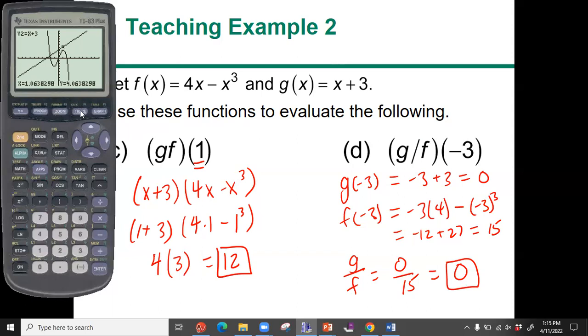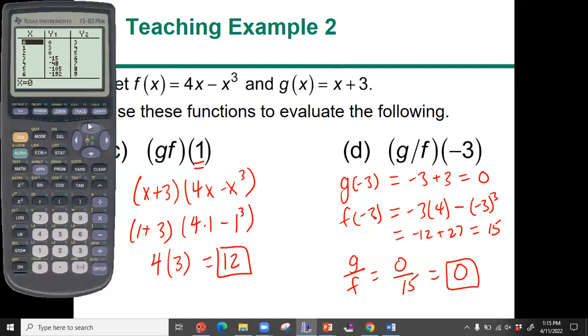Now I'll go to the next graph, hit trace, press 1, hit enter, and I want it to stay on there. Go to the other graph. Why would it stay on there? Okay, this calculator is making me mad.